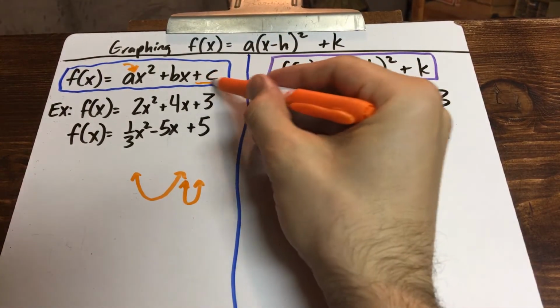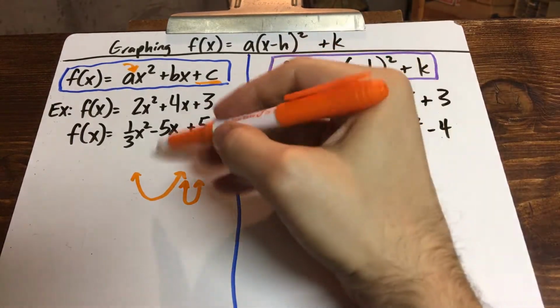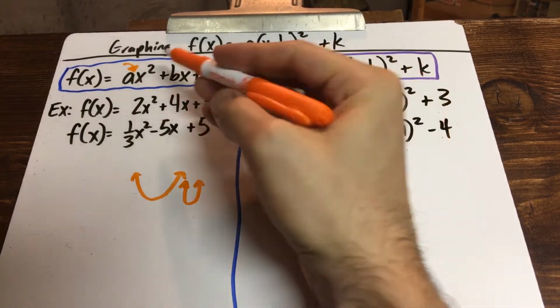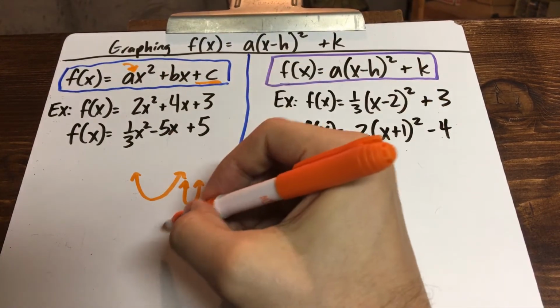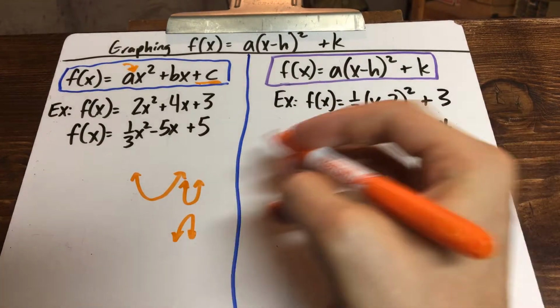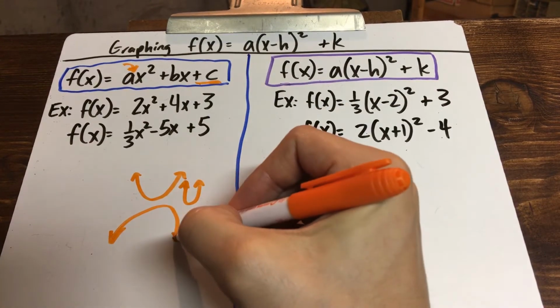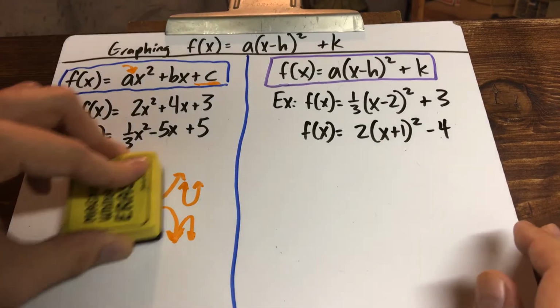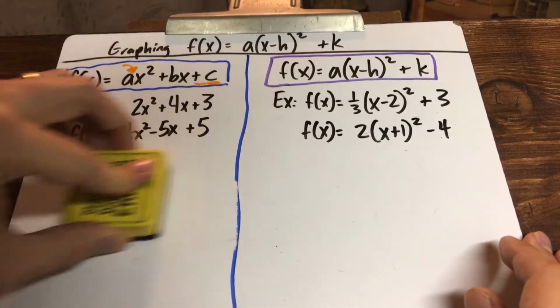The letter c was always the y-intercept. The letter c moves it up or down on the y-axis. When the letter a is negative, that flips it and makes it go upside down, whether it's narrow or very wide. It doesn't really make a difference. When that letter a is negative, that's going to make it upside down and open down.